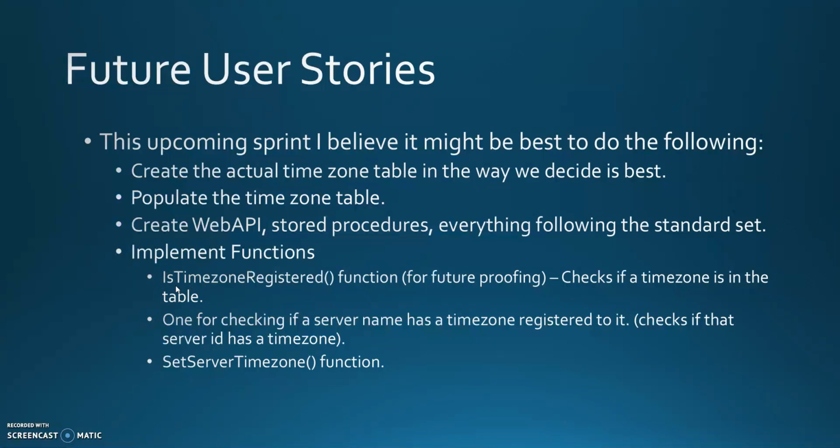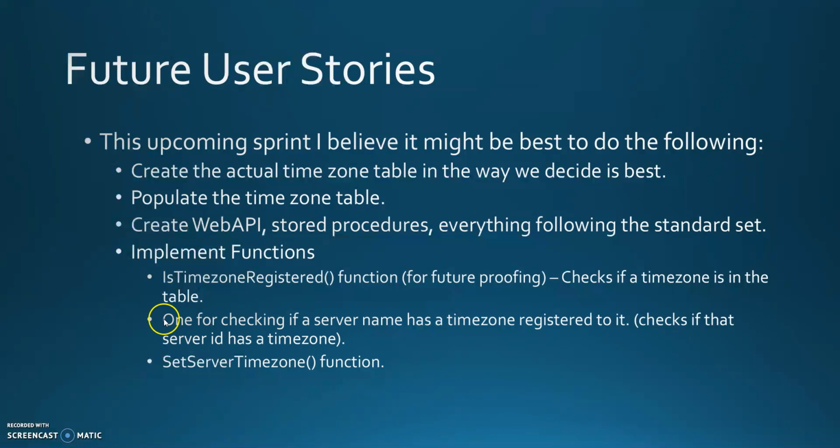And then these functions here. So is time zone registered function to future-proof this. Let's say a new time zone's created with a new offset or something like that, or something changes. If the offset isn't there, if the name isn't there, well, we wouldn't know about the name, but we would be able to see. We would figure something out with that, but it'll check if the time zone is in the table and then register it if not. Say we missed one when we were populating it.